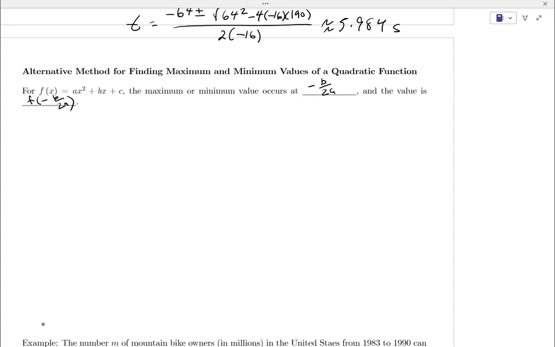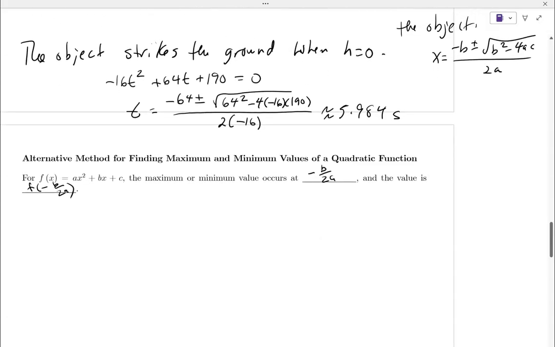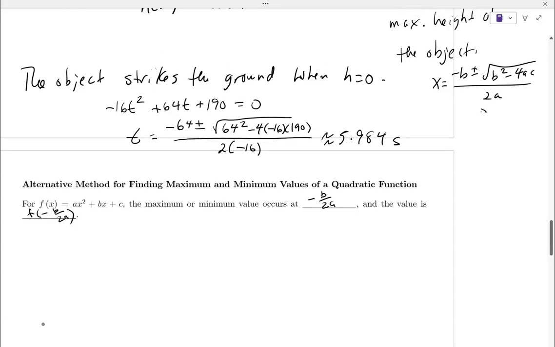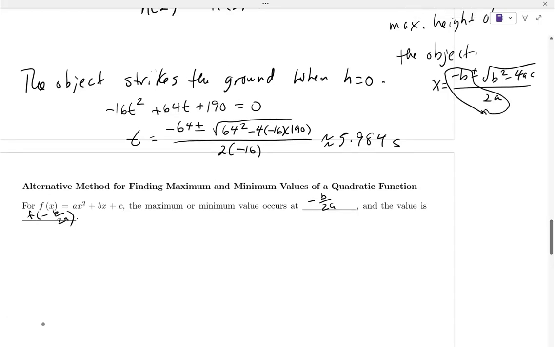By the way, notice that negative b over 2a should look familiar. It's right here in your quadratic formula, isn't it? For a quadratic function where you look for where it crosses the x-axis, the vertex splits it in half. So if you know where a quadratic function crosses the x-axis, you know where its vertex is. It's halfway in between. That's what that says.